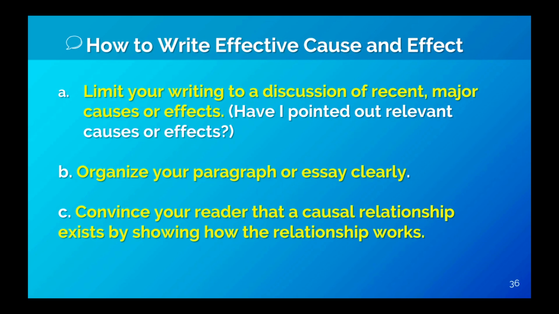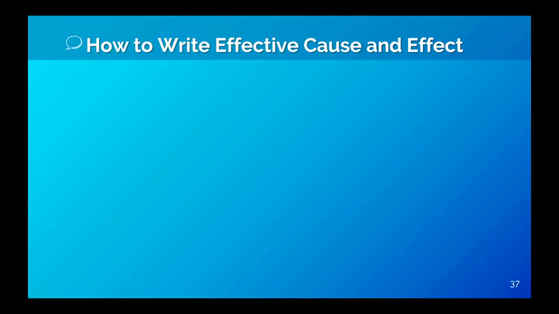And finally, convince your reader that a causal relationship exists by showing how the relationship works. You have to make sure that when you use the cause and effect, you clearly explain the relationship between the cause and the effect. Because if not, it will not be an effective one. It will just be a confusing one.